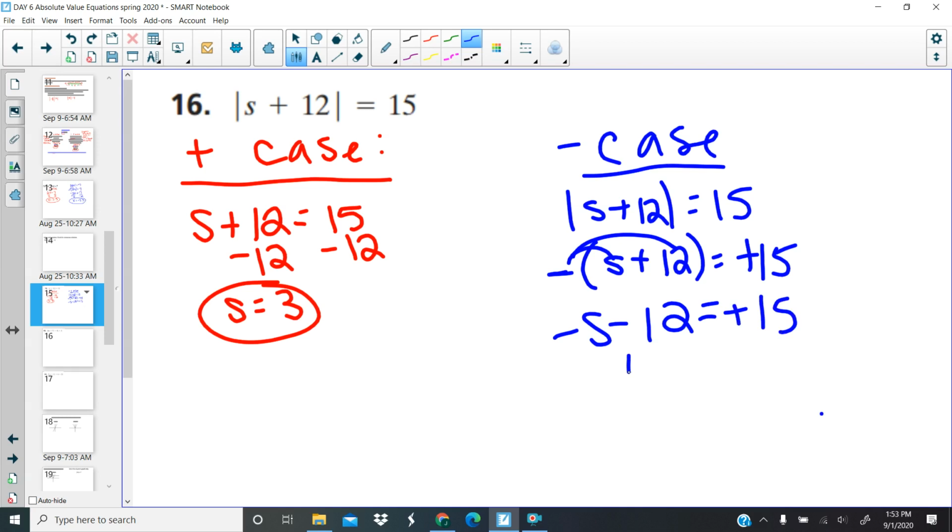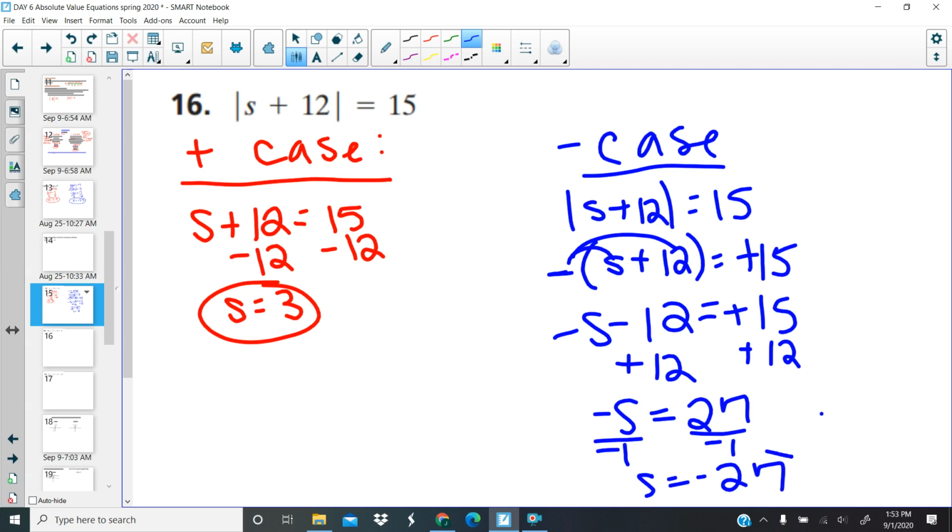And so then I'm going to add 12 to both sides, and I would have negative s equals 27. And then to make that negative s positive, I'm just going to divide by a negative 1. So I would have s equals negative 27. So then in this case, you have s equals 3 and s equals negative 27. So you don't have the exact same number and like the positive and negative value of it.